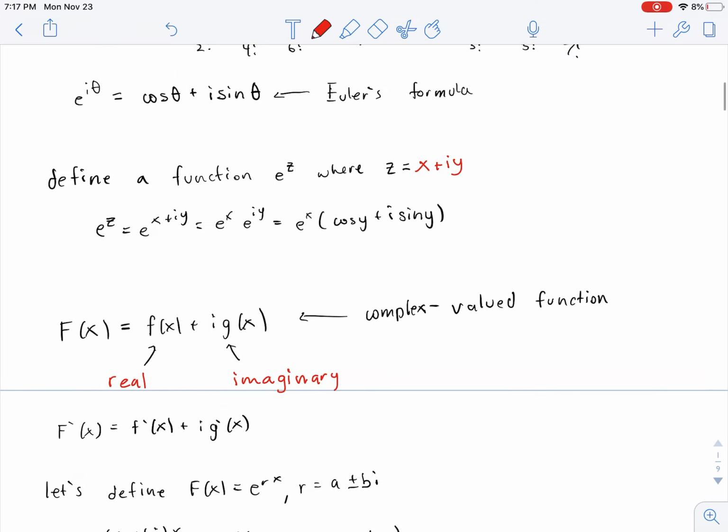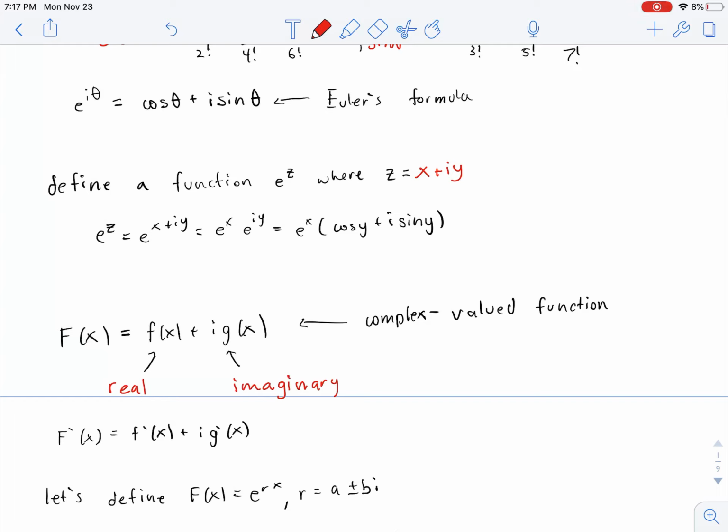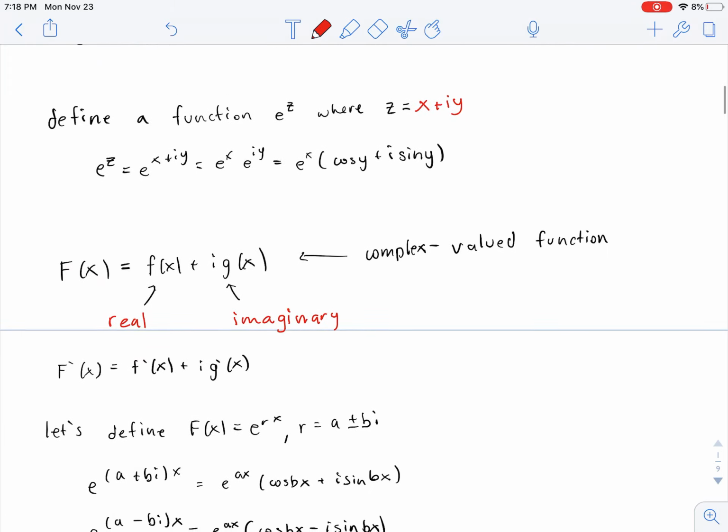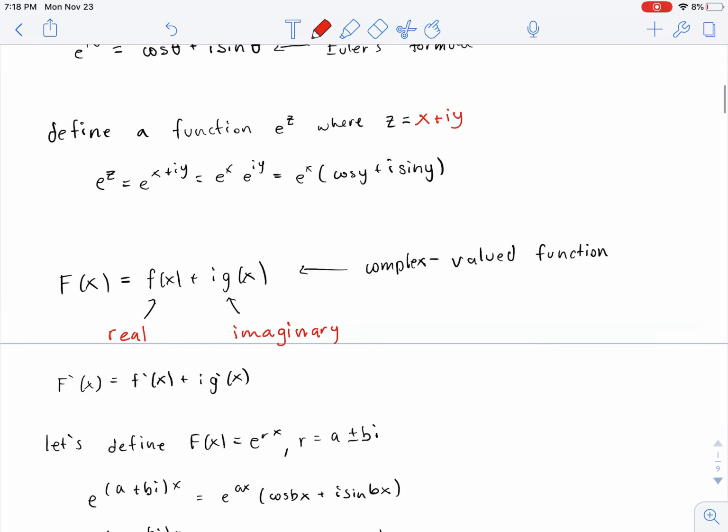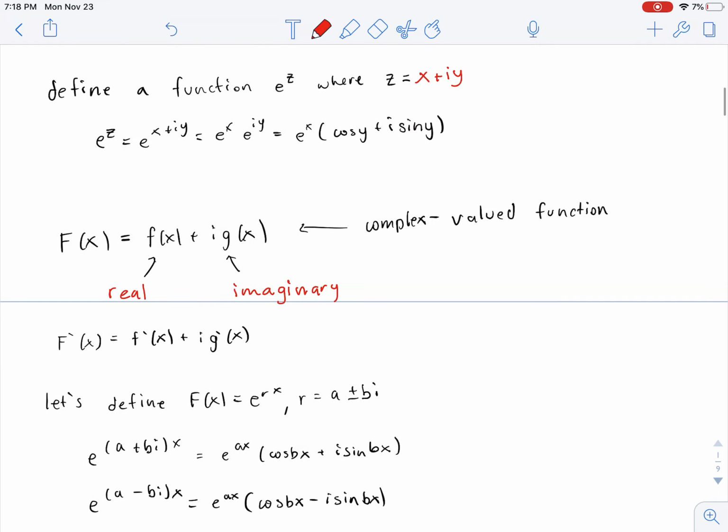From this, we're going to define big F of x as e to the rx, where r equals a plus or minus bi, which remember is the form of the complex root. And then we are going to plug it in here. So e to the a plus bi times x is equal to e to the ax times cosine bx plus i sine bx. Notice again, we are applying Euler's formula. And then to account for the case of the negative, we are going to go with e to the a minus bi times x is equal to e to the ax times the quantity cosine bx minus i sine bx.